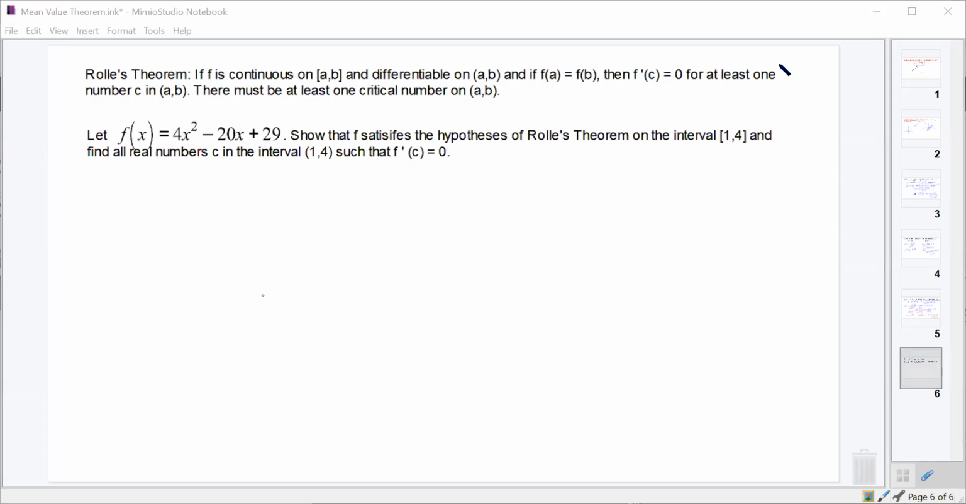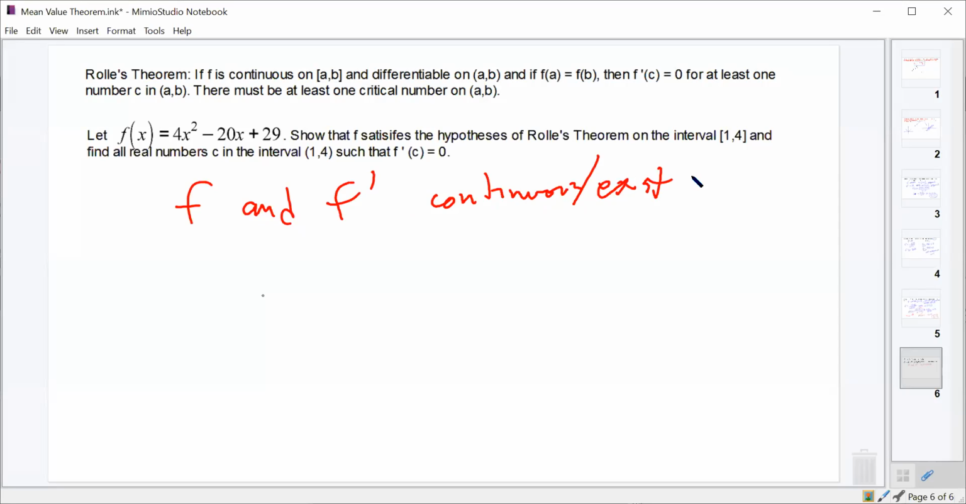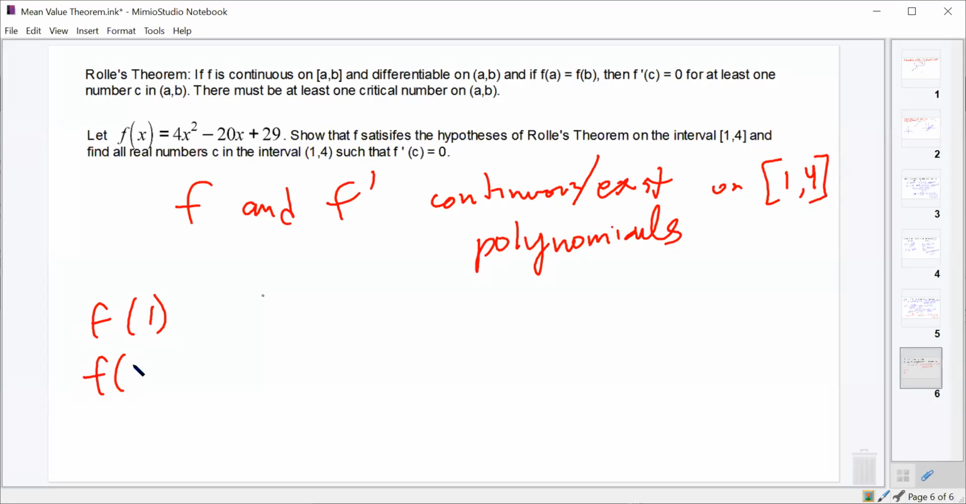All right, so why don't you take a second and see if you can show that this satisfies the hypotheses of Rolle's theorem, and then find the value on the interval 1 to 4 that makes it work out. Ready, go. All right. So we know that both f and f prime are continuous and exist on that interval 1 to 4, right? Because they're both polynomials. And so all we have to do is figure out what f of 1 is and what f of 4 is and see if they equal each other.